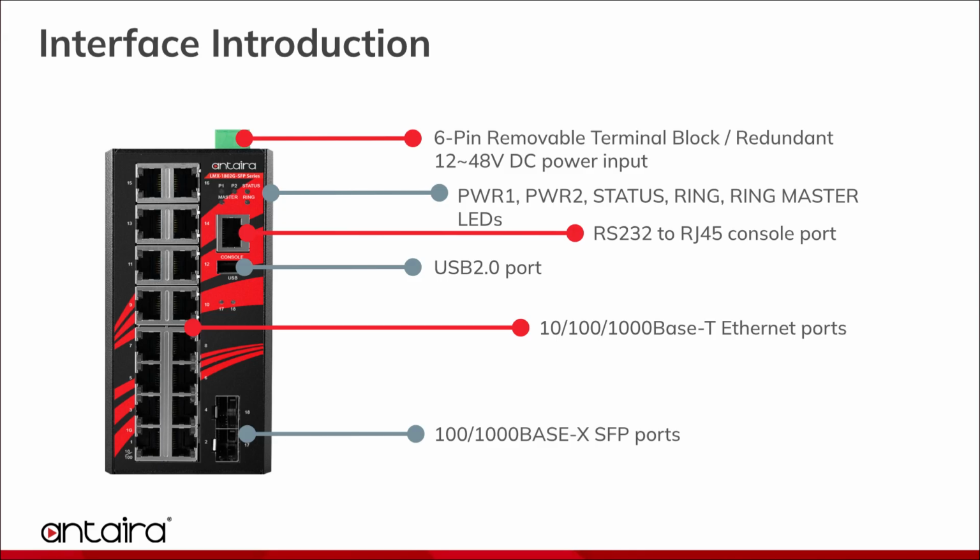Under ERPS configuration, the master LED indicator will be on if the owner mode is active, and the ring LED indicator will stay on when the ring network is active. Additionally, there is an RS-232 to RJ45 console port, a USB 2.0 port, several Ethernet ports, and SFP ports.